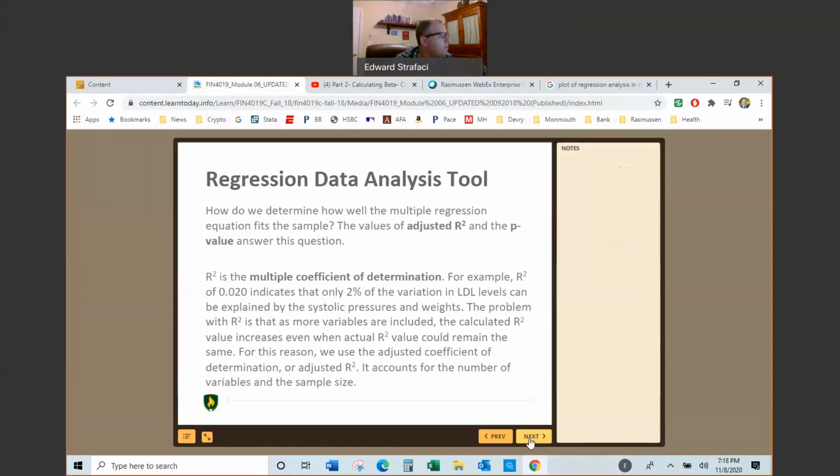How do we determine how well the multiple regression equation fits? The R squared. And as I said, in this example, only 2% of the variance in LDL levels can be explained by the systolic pressures and weights. The problem with R squared is that as more variables are included, the calculated R squared value increases, even when the true explanatory power can remain the same.